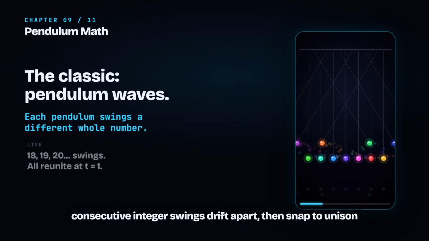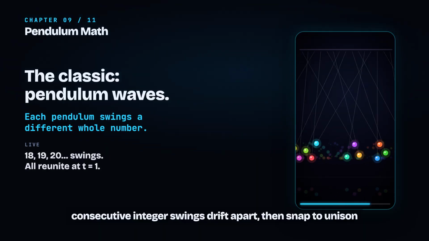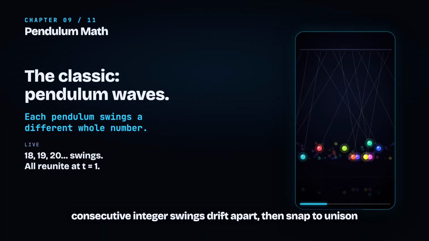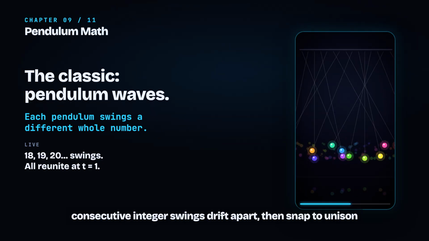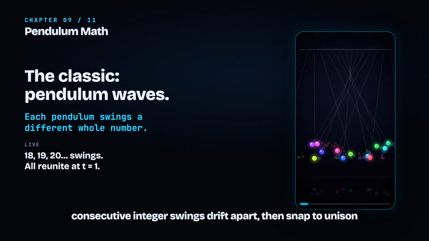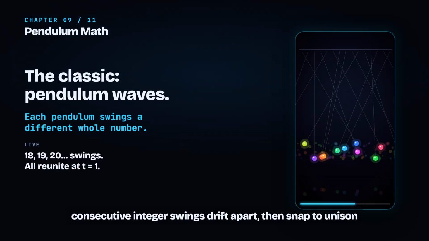Watch what happens. At the start, they're all lined up, released together. Immediately, they begin to drift apart because they're swinging at different rates. Within seconds, you get gorgeous traveling waves, then apparent chaos, then snaking patterns that look completely random. But it's not random. It's 15 integer cycles quietly counting down.